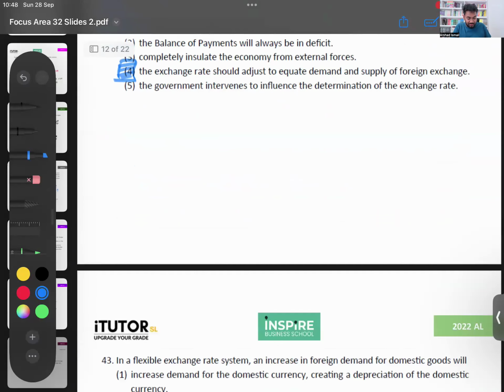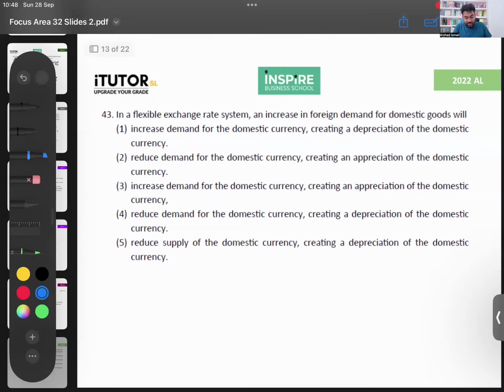Then going to the next one, 2022, question number 43. In a flexible exchange rate system, an increase in the foreign demand for domestic goods.